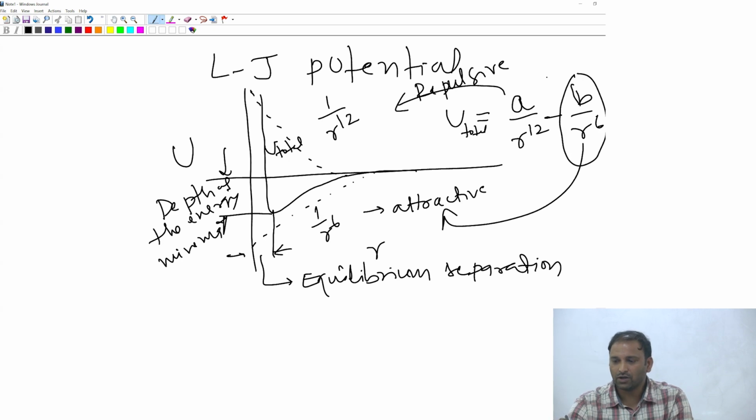And so the attractive contribution to the Lennard-Jones potential comes from the van der Waals forces, right, and the repulsive contribution basically comes from the fact that every atom or molecule has an electron cloud, right, and when two particles come close enough, the repulsion between the electron clouds is what gives rise to the repulsive forces. Yeah, any questions?